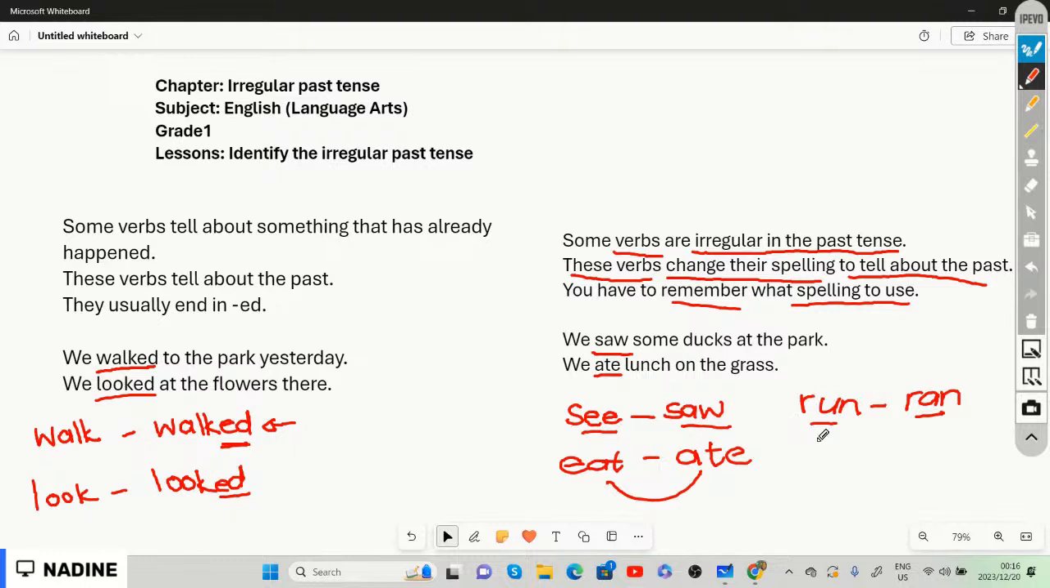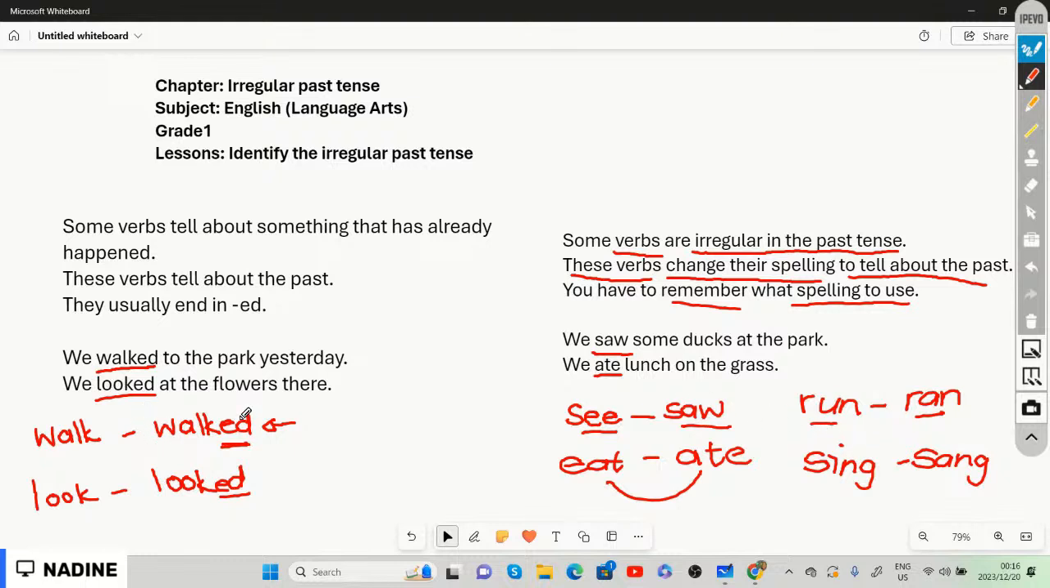The same with sing. Just one more. Sing. Right? Sing, something that we're doing now. The girl sings beautifully. But in the past, she sang beautifully. And there also the spelling changes.